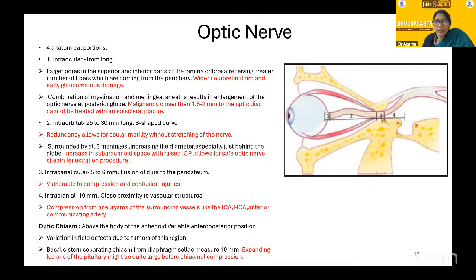The intracranial part consists of a 10 mm length of the optic nerve. There's close proximity of the optic nerve to the vascular structures over here, so compression from aneurysms of the surrounding vessels can happen.